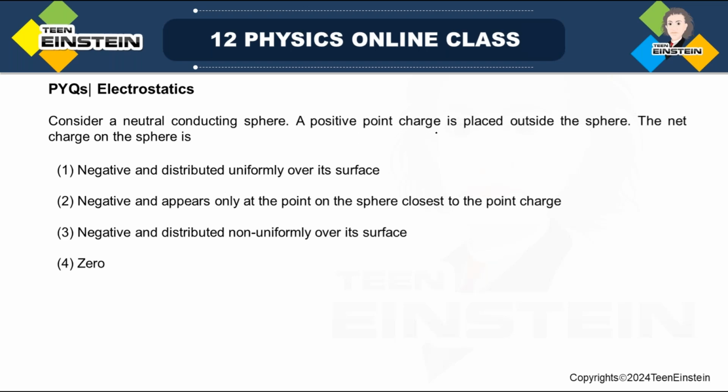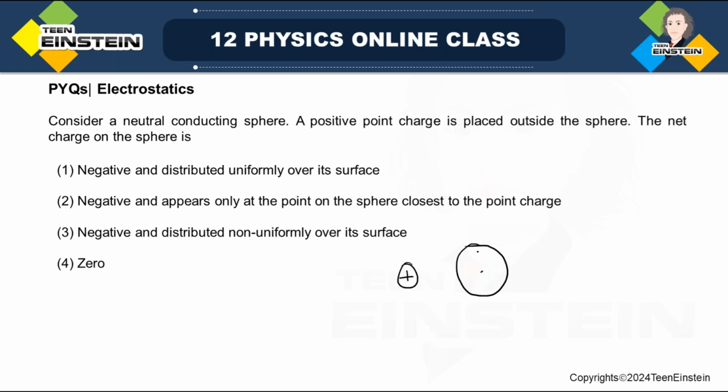A positive point charge is placed outside the sphere. Okay, the situation is something like this. This is so far neutral. This is a conducting sphere. The net charge on the sphere. See, if a positive charge is placed at this particular position, just near this, what will happen?